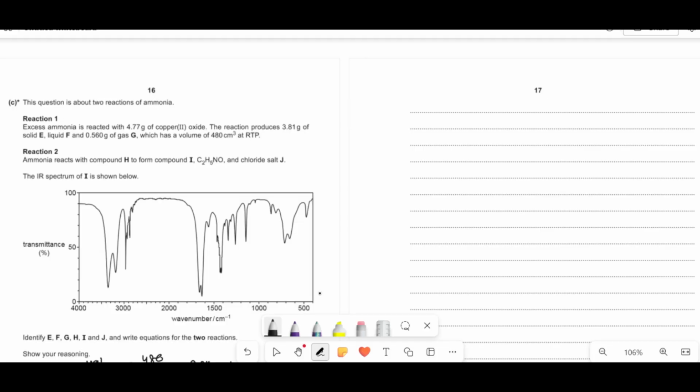Let's look at this IR spectrum then. Ammonia reacts with mysterious H and it gives you this thing here, I, which is C2H5NO and some mysterious chloride salt. The IR spectrum is shown below, so let's go bit by bit and see what we see. There's a dip around here. If you look at our data sheet, what matches this range? It's from there to there, which is about 3,100 to 3,700.